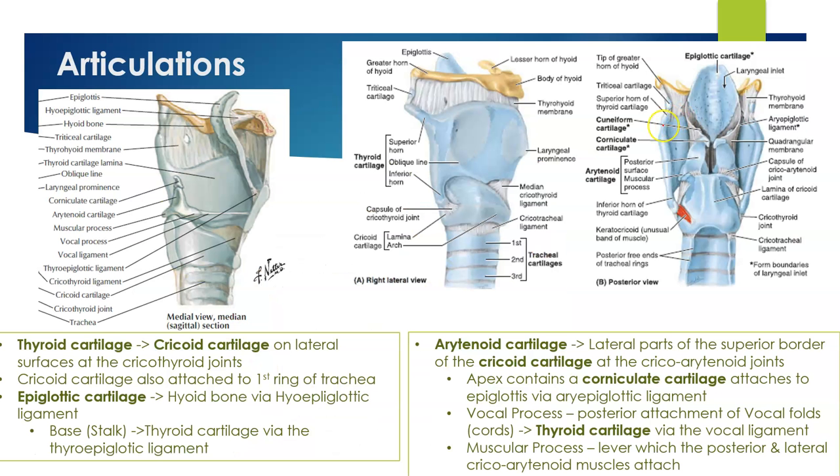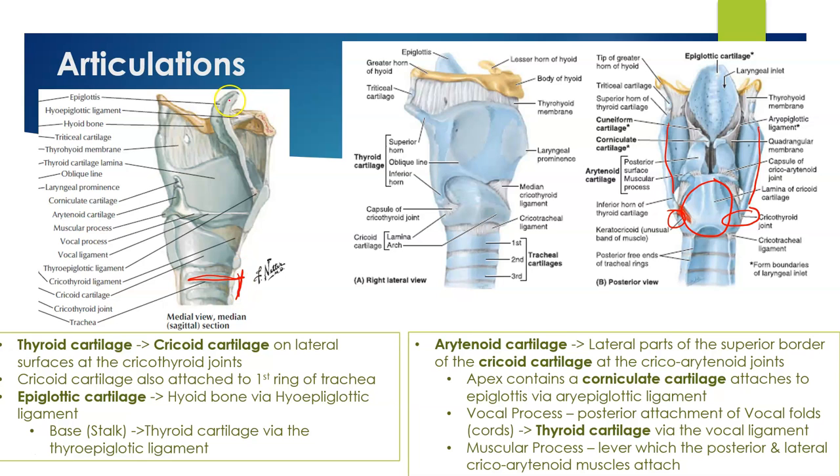The thyroid cartilage articulates with the lateral surface of the cricoid cartilage seen here. It attaches with these cricothyroid joints on either side. The cricoid cartilage also attaches to this first ring of the trachea seen here.